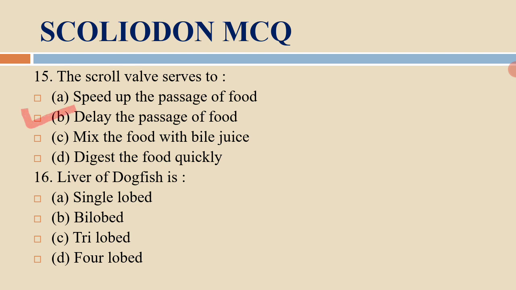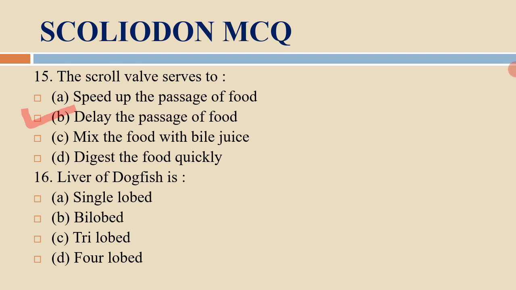So with the help of this particular type of spiral-like valve, we can delay the passage of food. The food particles move slowly, due to which the digestion takes place completely.